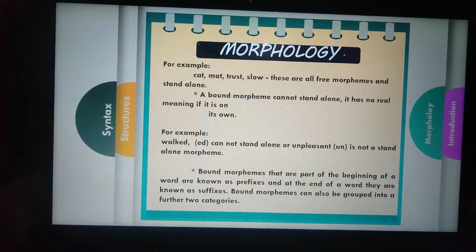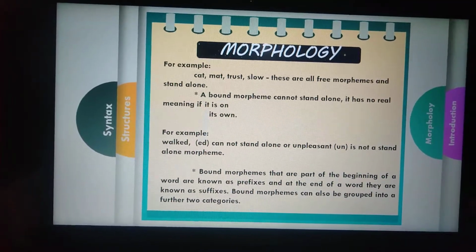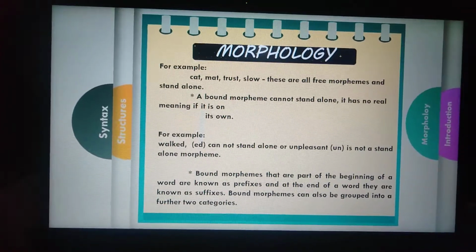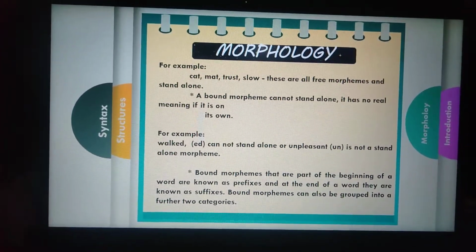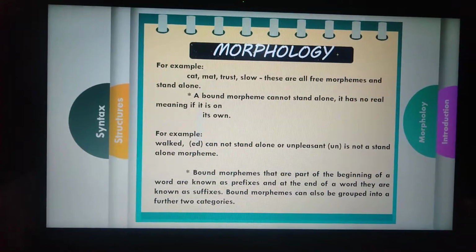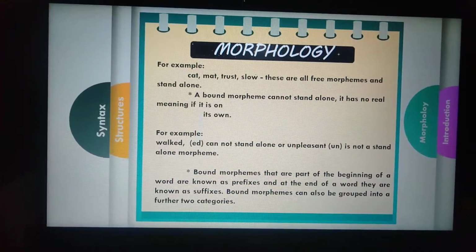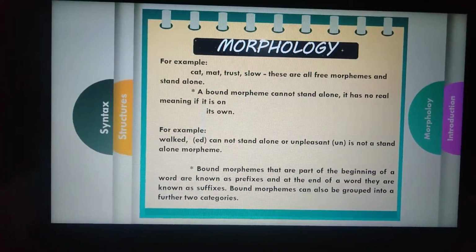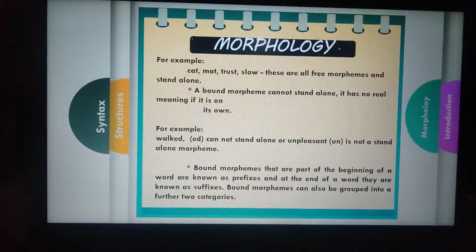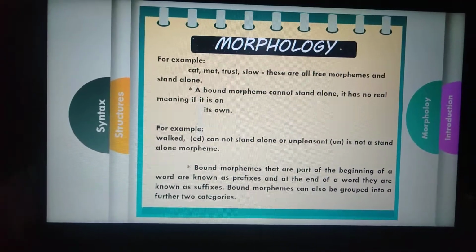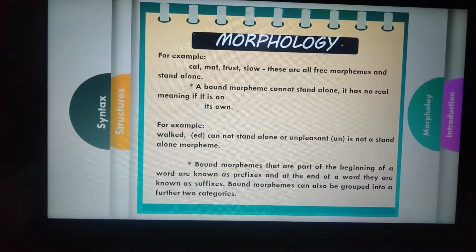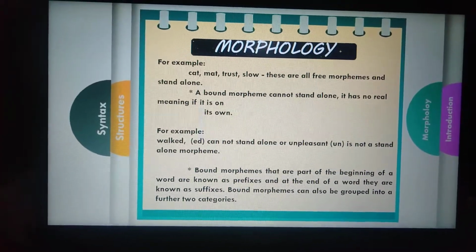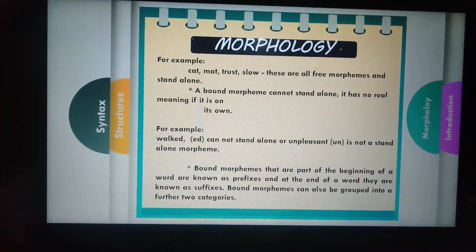A bound morpheme cannot stand alone. It has no real meaning on its own. For example, in walked, the ed cannot stand alone, or in unpleasant, the un is not a standalone morpheme. Bound morphemes that are at the beginning of a word are known as prefixes, and at the end of a word, they are known as suffixes. Bound morphemes can also be grouped into a further two categories.